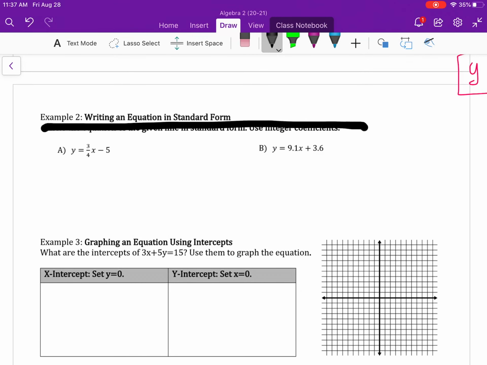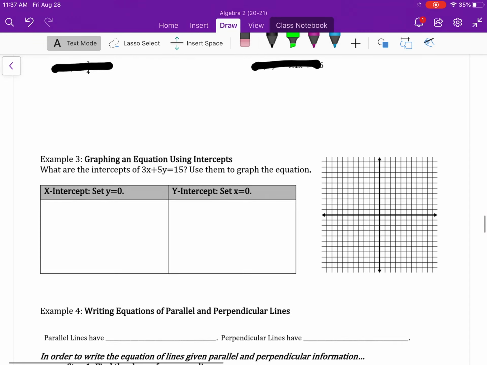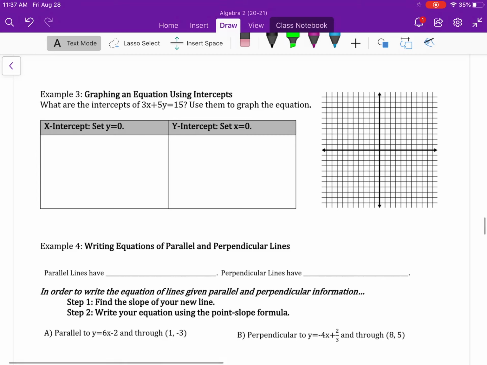All right, so if you are someone who has printed off the notes, we're actually not going to do these examples, just because I don't think that they're the most important part of all of this. So just ignore those. Let's jump down to this. Let's graph an equation using the intercepts.